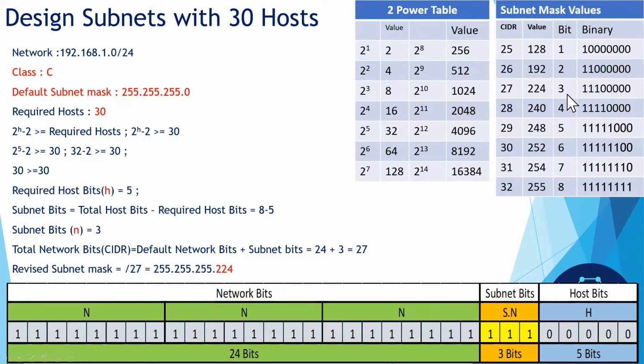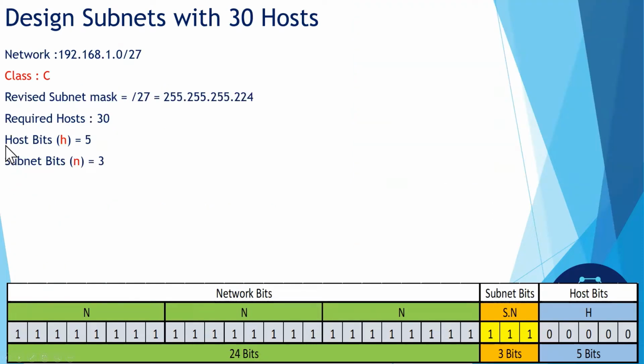Here we can see the third bit value, 3 1s and 5 0s. So the value is 224. So the revised subnet mask for the example is 255.255.255.224. Now we know the host bits, H, which is equal to 5, and subnet bits, N, which is equal to 3.